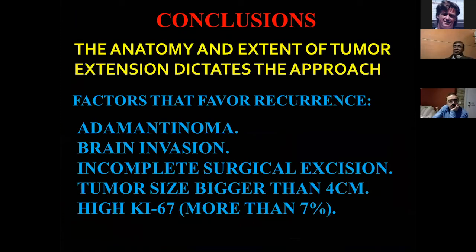So are there criteria for recurrence? What are the cases that recur? There are factors that affect recurrence. For adamantinomatous type, the recurrence rate is much higher than in papillary type. Papillary type is in the adults, adamantinomatous in children. So recurrence in children is higher. Brain invasion, sometimes really they are invading. Incomplete surgical excision, like we see in mediocre surgery. Large tumor size is another cause, and high Ki-67. These are the criteria for recurrence, but the anatomy and extent of the tumor dictate the approach of excision. And with this, I finish and thank you.